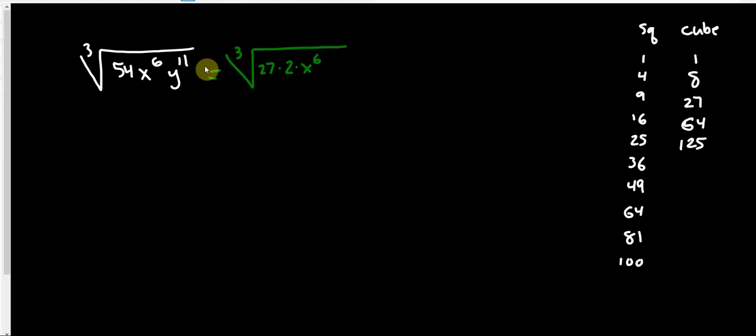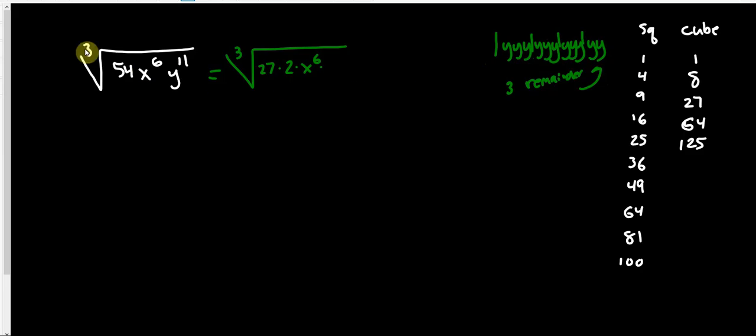X to the 6th. Does 11 divide by 3? No. So if I did divide 3 into that, I would have a remainder of 2, right? Think about this. If I have 11 y's, 1, 2, 3, 4, 5, 6, 7, 8, 9, 10, 11, and I purposely wrote it this way, notice that I have 3 groups of 3 and then 2 left over. So if I was trying to divide 11 by 3, I would get 3 with a remainder of 2. That's one way of thinking about it.